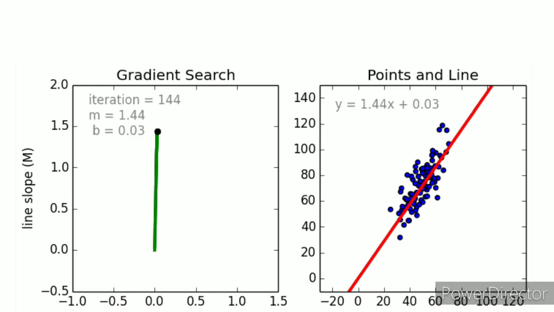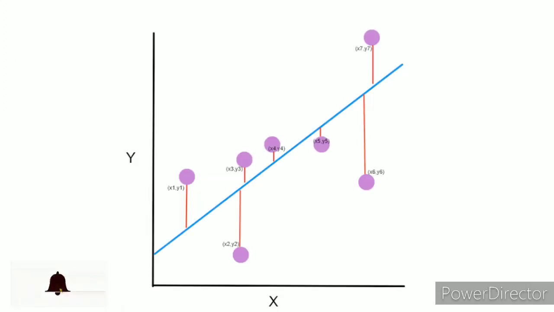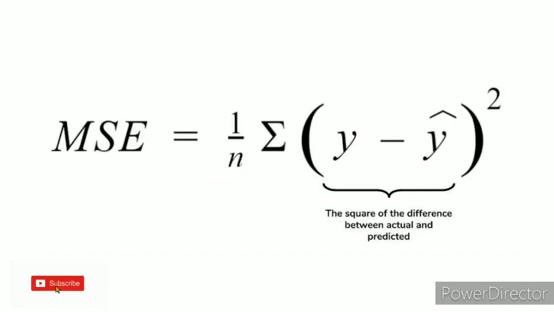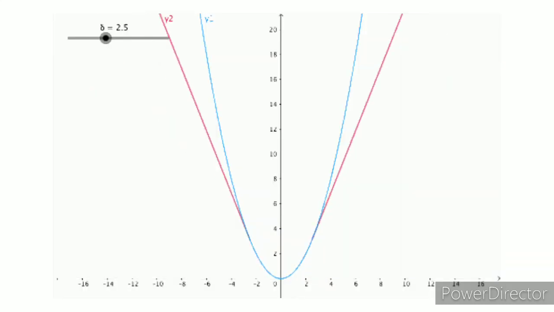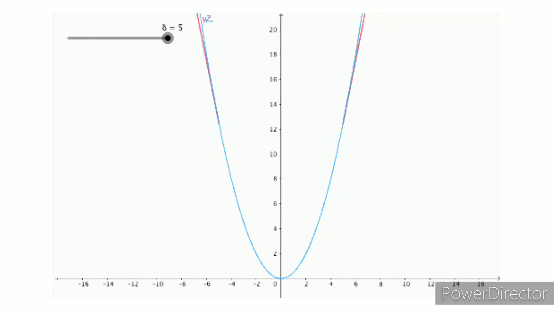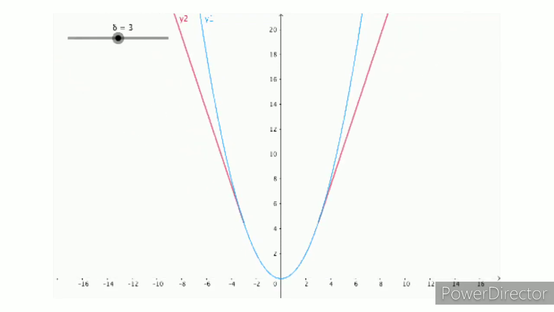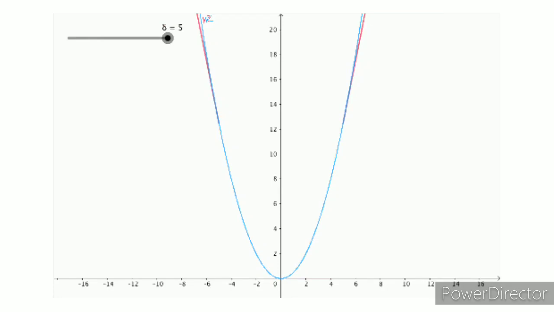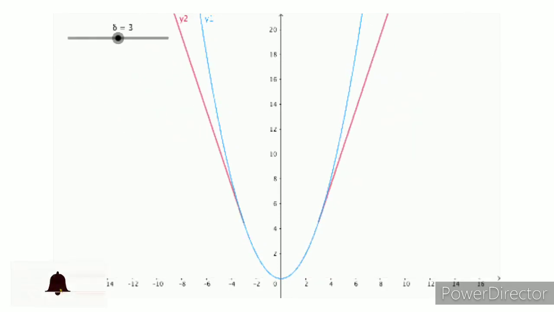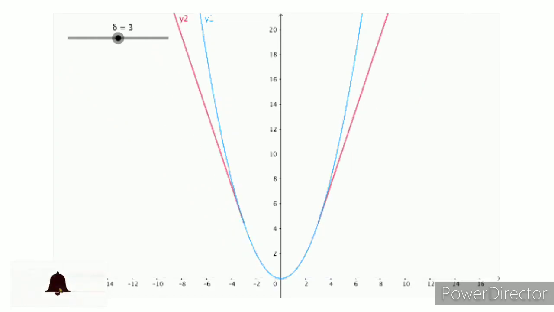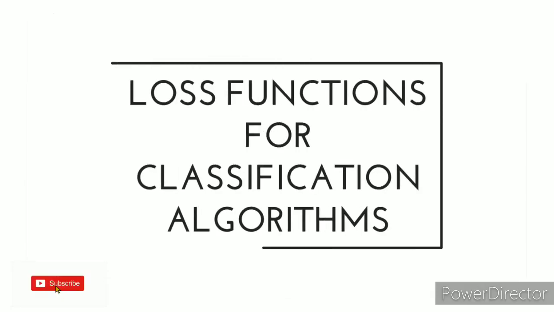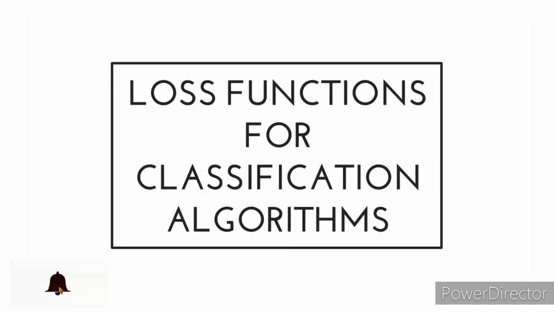The loss function used in regression is mean squared error, which is also called L2 loss. The other loss function is mean absolute error. It is also called L1 loss. Then there is Huber loss. This loss combines mean squared error and mean absolute error in a single function. Huber loss puts quadratic penalties on the model when it makes small errors and linear penalties when it makes huge errors.